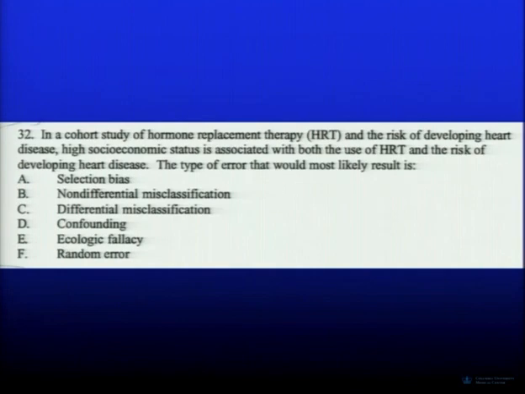In a cohort study of hormone replacement therapy and the risk of developing heart disease, high socioeconomic status is associated with both the use of hormone replacement therapy and the risk of developing heart disease. This type of error would most likely result in D, right? It's confounding. It's meeting the definition. It's related to both the exposure as well as the disease. It causes the disease. So it's meeting that strict definition of a confounder. So you should know the definition of a confounder and why we could say this is a confounder.